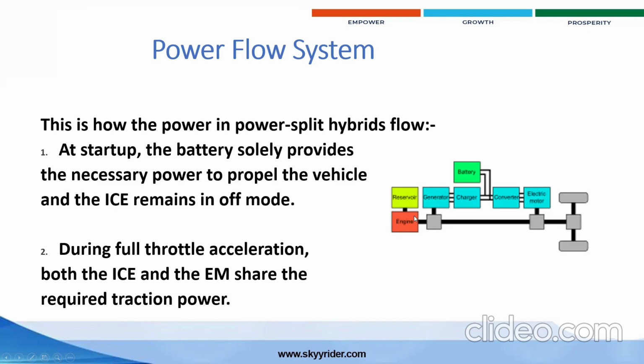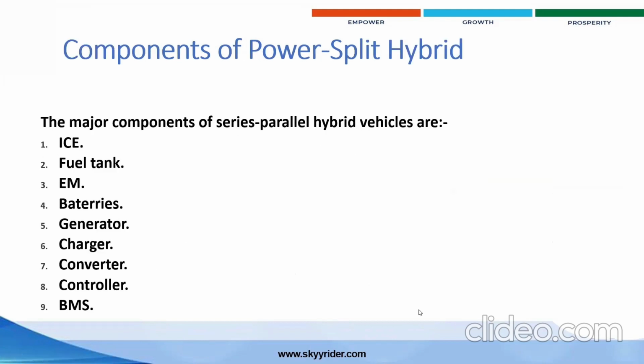Whenever you give full throttle and you require high traction or high acceleration, what happens? Your engine and battery both will be on. It will be propelled from the engine with this transmission, and also from the battery with the electrical motor. That time the electrical motor will be giving assistance to the engine. Here also the batteries will be charged from the generator, as well as from regenerative braking. Here also the same components are used: IC engine, fuel tank, electrical motor, batteries, generator, charger, converter, controller, BMS. So all these things we are going to use.